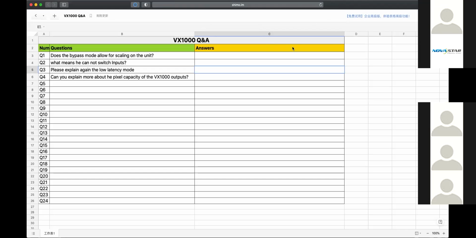The fourth question, can you explain more about the pixel capacity of the VX1000 output? Okay, so there will be a total of 10 Ethernet output ports. Each Ethernet output port loaded capacity is 650,000 pixels. So we have 10 of them. So the total loaded capacity is 650,000 times 10. This is the total loaded capacity for the VX1000.